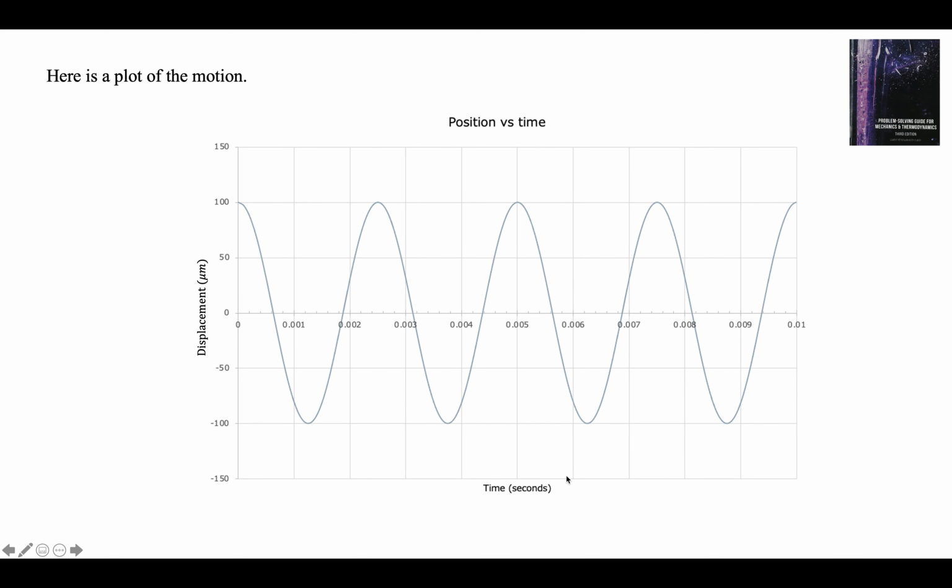Displacement in microns, time in seconds. Starts off at 100 microns. That's a cosine. Comes down here, goes back up here. This is one cycle right here. 0.0025. That's the period, 0.0025 seconds. And we can see that that's 1/400th of a second right there.